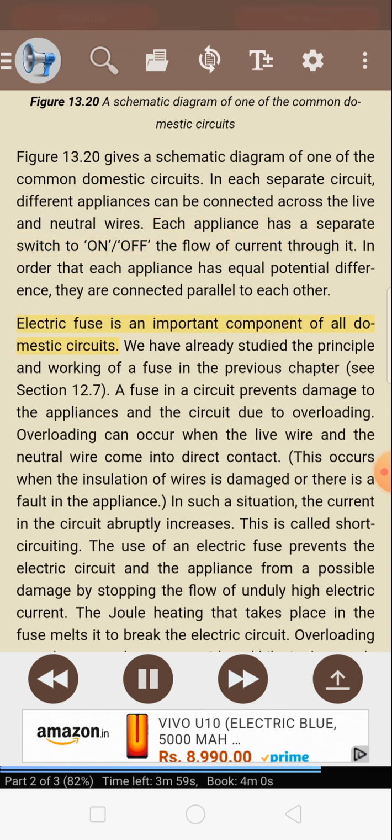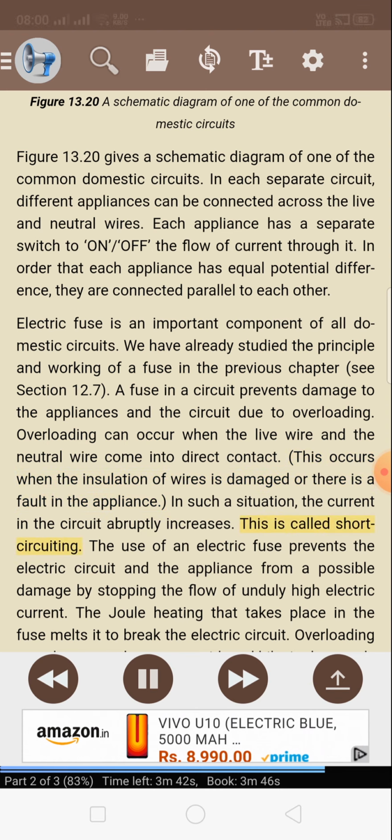Electric fuse is an important component of all domestic circuits. We have already studied the principle and working of a fuse in the previous chapter, see section 12.7. A fuse in a circuit prevents damage to the appliances and the circuit due to overloading. Overloading can occur when the live wire and the neutral wire come into direct contact. This occurs when the insulation of wires is damaged or there is a fault in the appliance. In such a situation, the current in the circuit abruptly increases.